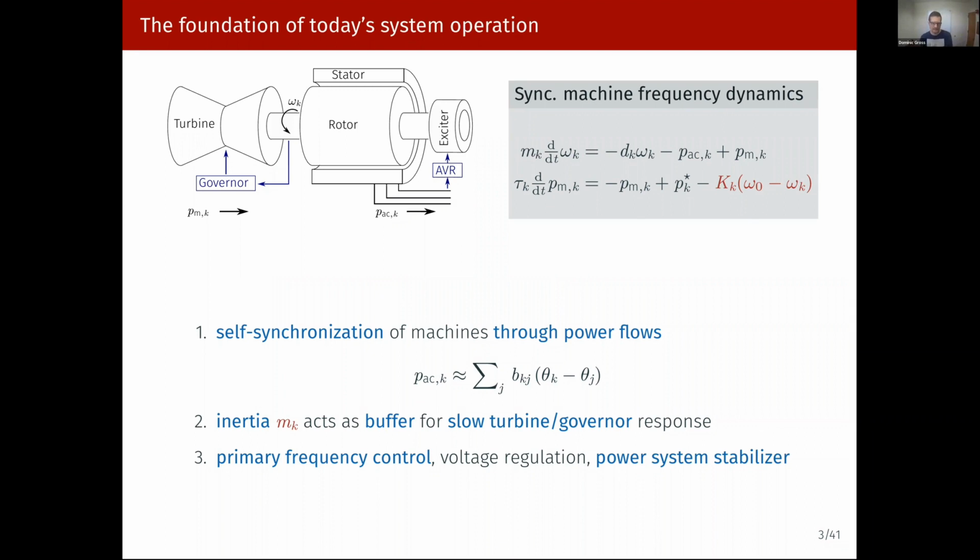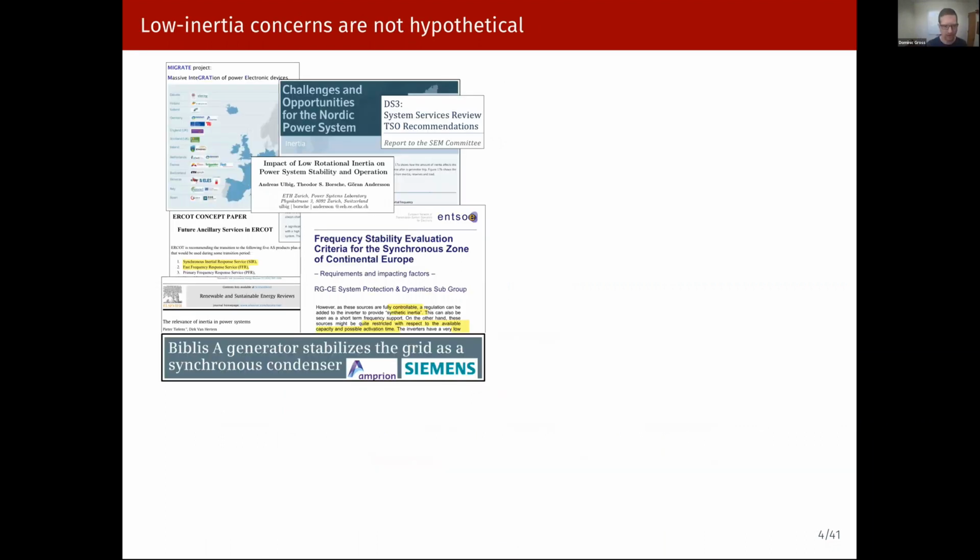And nonetheless, in the literature, you will find a lot of focus on this low inertia aspect, so on losing basically this energy buffer. So here's just a crude mix of different concept papers, documents put out there by system operators. A European project that was running up until maybe 3 years ago.